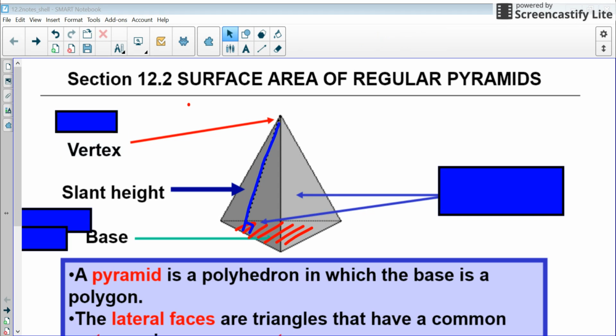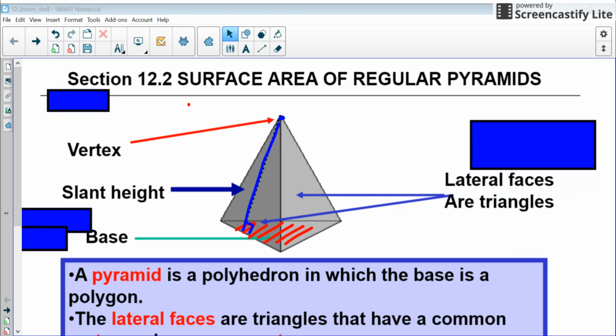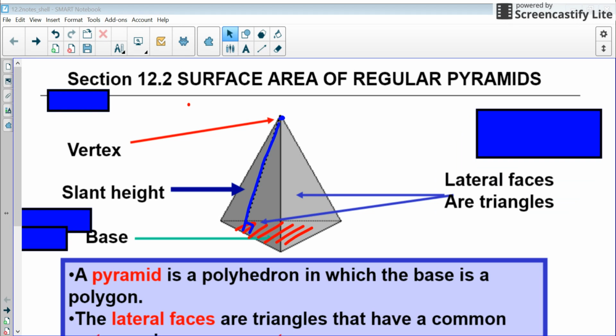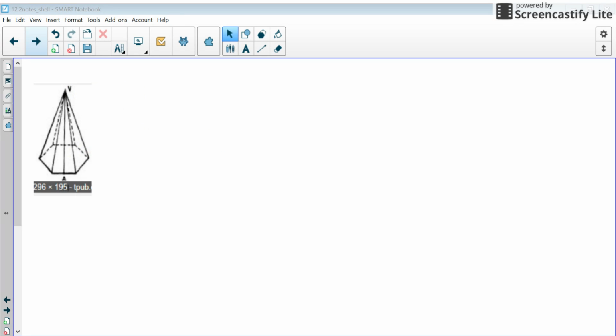And we call the top the vertex of our pyramid. The lateral faces are those triangles that have a common vertex in this case. And they're always going to be congruent, all of your lateral faces. And our base, again, is the regular polygon on the bottom. Okay, so I think we have all those vocab words down. Note that the base of a pyramid, again, it can be any polygon. In our case, it can be any regular polygon.